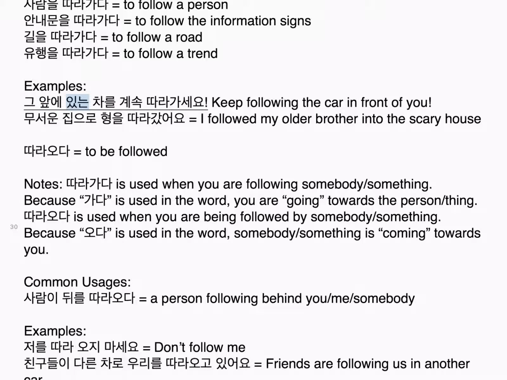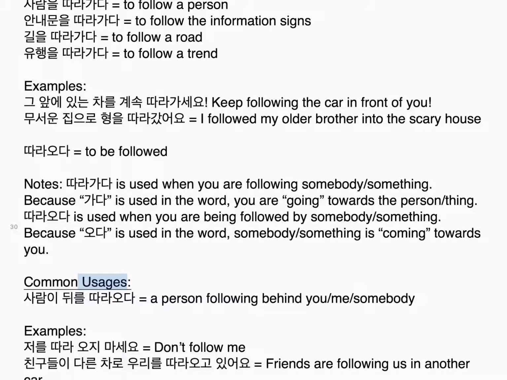Examples. 그 앞에 있는 차를 계속 따라가세요. Keep following the car in front of you. 무서운 집으로 형을 따라갔어요. I followed my older brother into the scary house. 따라오다. To be followed. Notes. 따라가다 is used when you are following somebody or something, because 가다 is used in the word. 따라오다 is used when you are being followed by somebody or something, because 오다 is used in the word, somebody or something is coming towards you.